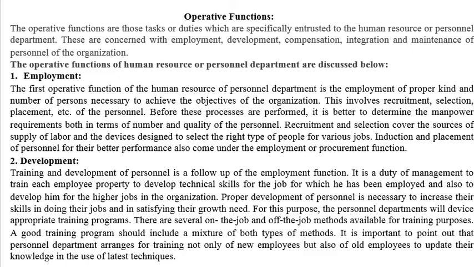Now let us see, the first one is employment. Employment is nothing but giving them a proper kind of work, the right person for the right job. It starts from planning, selection, placement. So three things are involved in employment, that is recruitment, selection and placement of the personnel. Before this process, it is better to determine the manpower requirement in terms of number and the quality of performance.